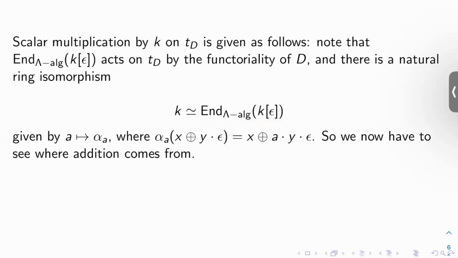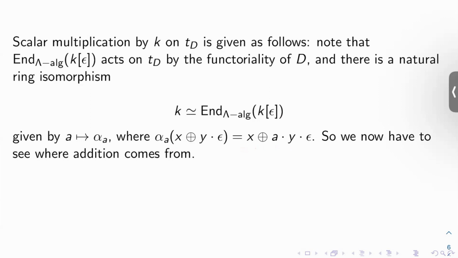And what is the isomorphism? It sends a in K to what we'll call alpha sub a. Now alpha sub a is supposed to be a lambda algebra map on the dual numbers. So what does it do? Remember, K[epsilon] breaks down into K direct sum epsilon times K. So I just have to tell you what alpha sub a does to x direct sum y times epsilon, for x and y in K. What it does is map it to x direct sum a times y times epsilon.